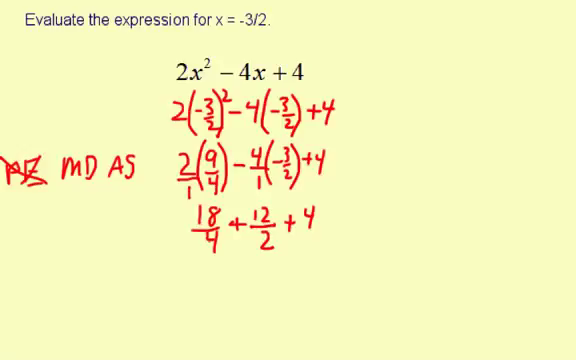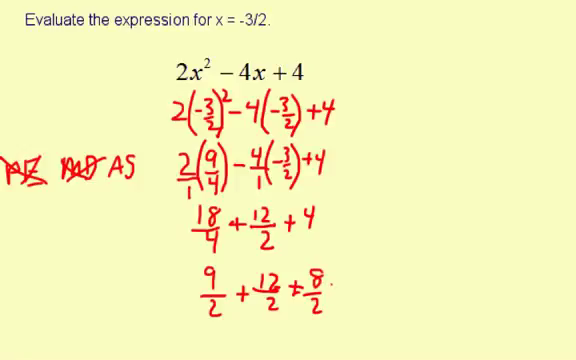Now you need a common denominator to add here. We're done with the multiplication and division, so we worry about the addition and subtraction. I can see that 18/4 actually reduces to 9 halves. So I'm going to do 9 halves, and then I'm going to leave the 12 halves because that's a common denominator. And then the 4, well, 4 times 2 is 8, so that's going to be 8 halves. Then I have my common denominator for everything. So I have 9 halves plus 12 halves plus 8 halves. I ignore that little smudge there.